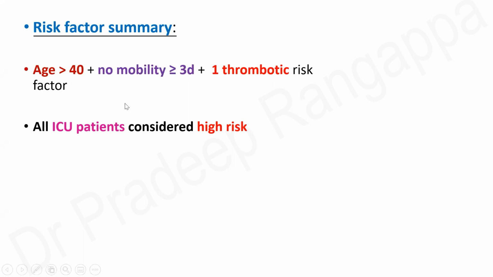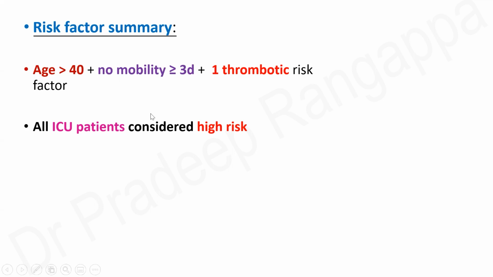Anyone who is more than 40 years, who has no mobility for more than or equal to 3 days, and with one of the thrombotic risk factors which I mentioned, someone who's had a previous venous thromboembolism, or who has an underlying thrombophilic state, or who's had a previous coronary event, previous stroke, or a heart failure. So all that, you remember. If any of these, they qualify as having a risk for developing venous thromboembolism, and you should entertain in your mind to put them on thromboprophylaxis.